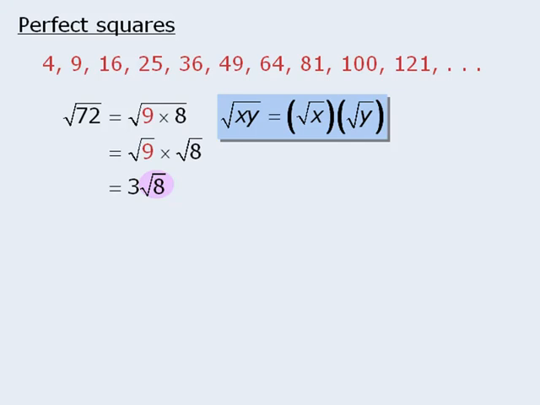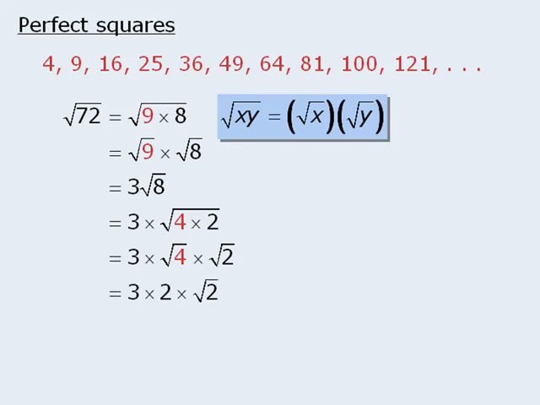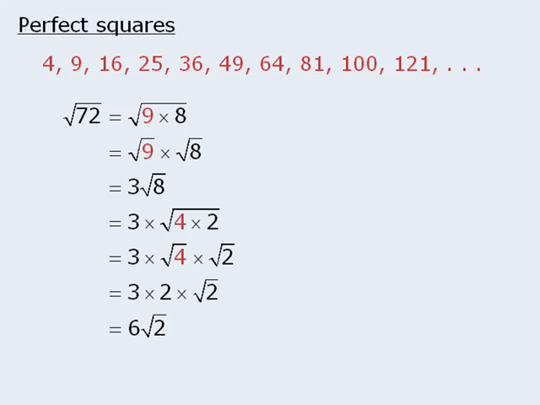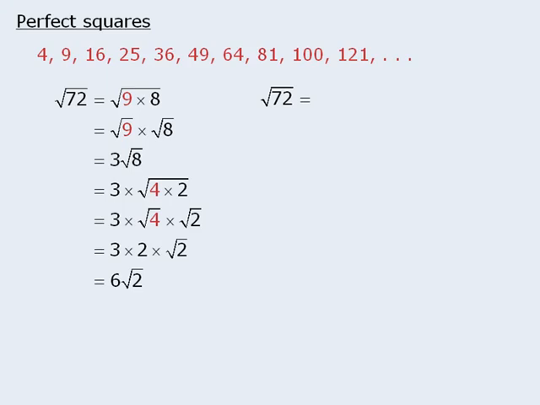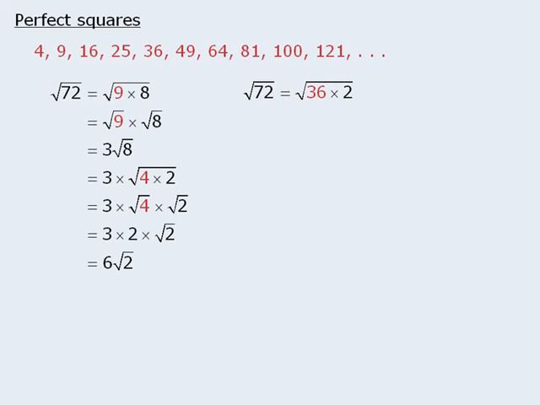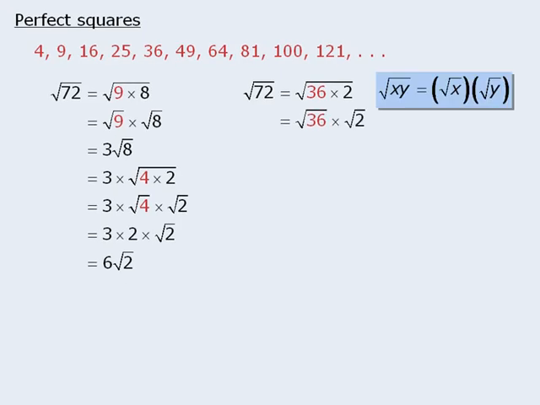We can take 8 and rewrite it as 4 times 2, and from here we can rewrite this as the square root of 4 times the square root of 2. The square root of 4 equals 2, and we can simplify all of this to get 6 root 2. Now, we could have saved ourselves a lot of time if we had looked for the largest perfect square that divides into 72. Since 36 divides into 72, we can rewrite 72 as 36 times 2. When we apply this property, we get the square root of 36 times the square root of 2, which simplifies to be 6 root 2.